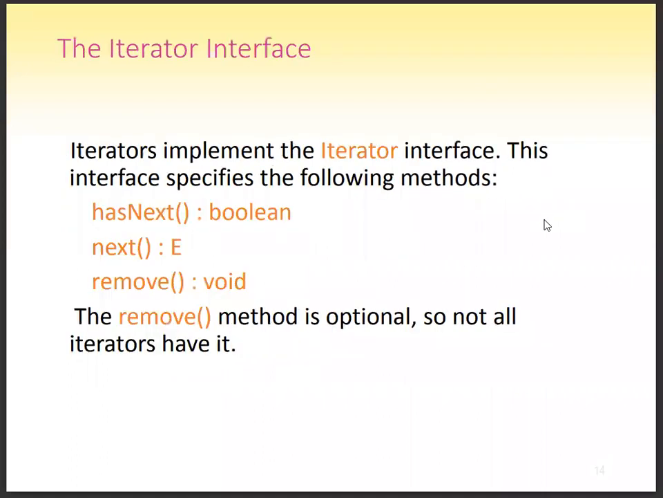Okay, so what are those methods? The iterator basically implements the Iterator interface, as it is an interface. So we know that we cannot create an object, but we can create a reference of this iterator. This interface basically specifies the following methods. The first one is hasNext, which returns a Boolean value, whether the next element is present or not. So that is decided by this hasNext method.